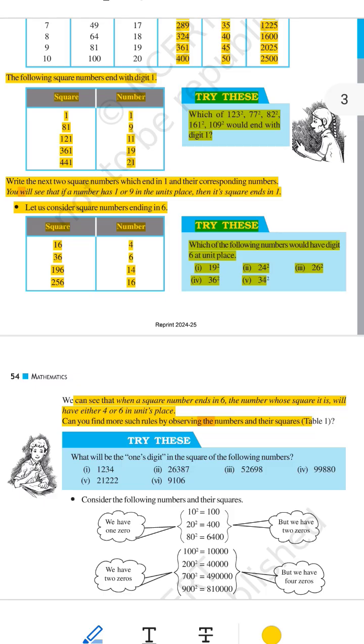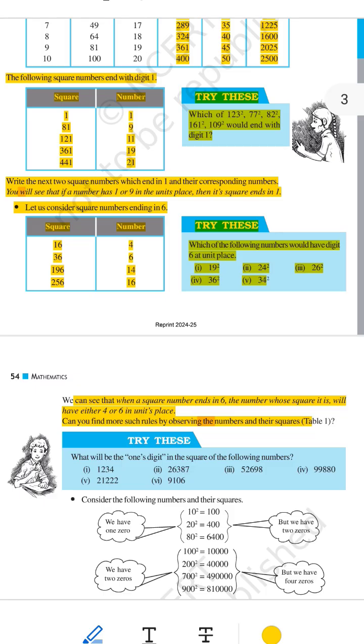Numbers ending with 5: 5 times 5 equals 25, ends with 5. Numbers ending with 6: 6 times 6 equals 36, ends with 6. Numbers ending with 7: 7 times 7 equals 49, ends with 9. Numbers ending with 8: 8 times 8 equals 64, ends with 4. Numbers ending with 9: 9 times 9 equals 81, ends with 1.